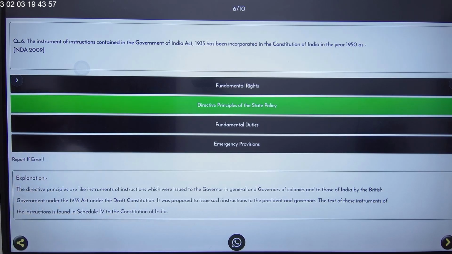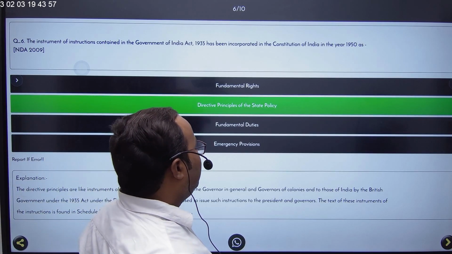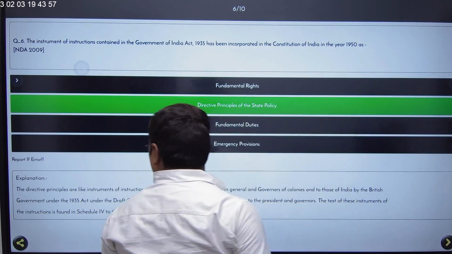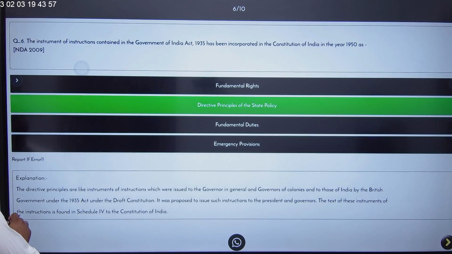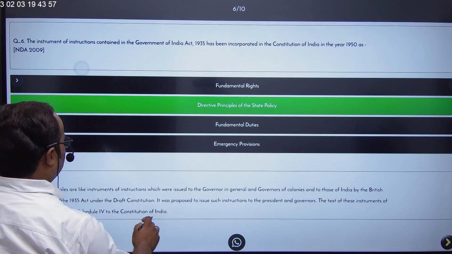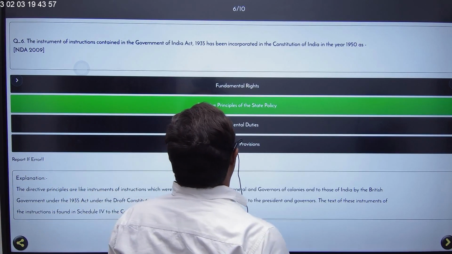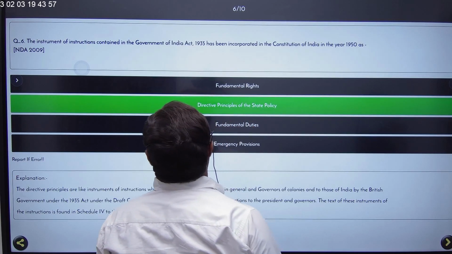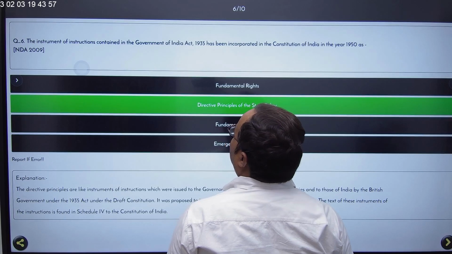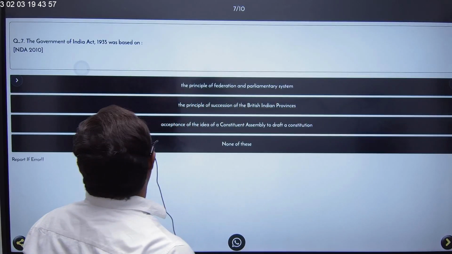To the Constitution of India. This was found. The next, the text of these instruments of instructions is found in Schedule 4 to the Constitution of India. So these were the directive principles of state policy. The instrument of instructions contained in the directive principle of the state policy.